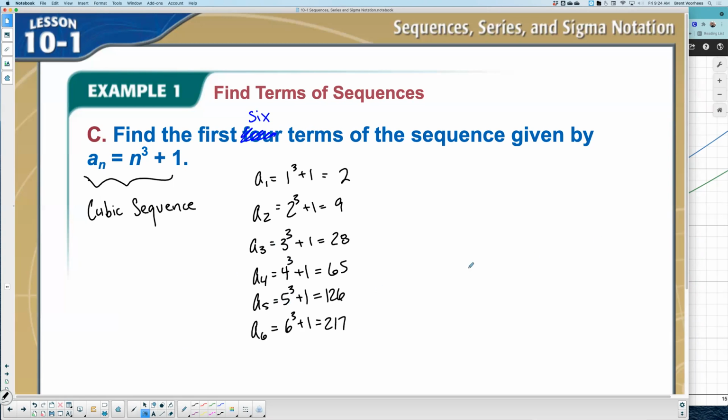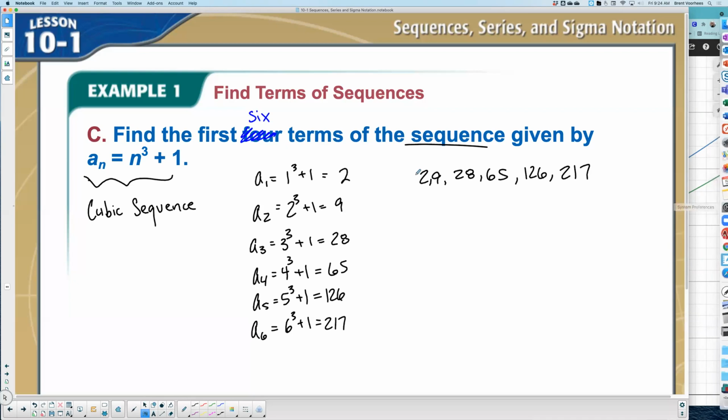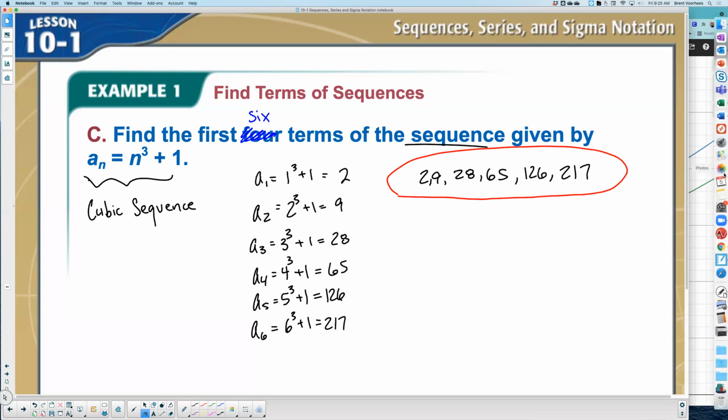The way you would normally write these out, though, is if it's a sequence, you separate them by commas. So 2, 9, 28, 65, 126, and 217. Now that's our answer. So I'm going to go ahead and circle this up. That's our answer. But now check this out. I want to show you why we call this cubic. It's because it'll be third level.